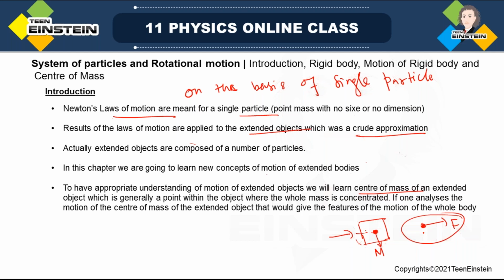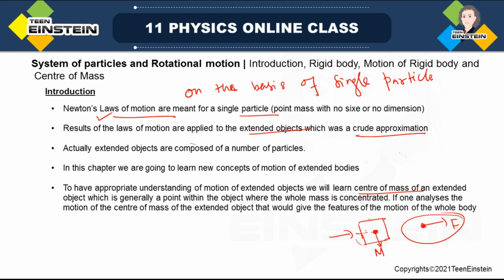And center of mass, as I said, is a point. So look, if we can find out the center of mass for any extended object, then we can use laws of motion for that center of mass. Okay, which will give you the clear picture of the motion of this whole extended mass.